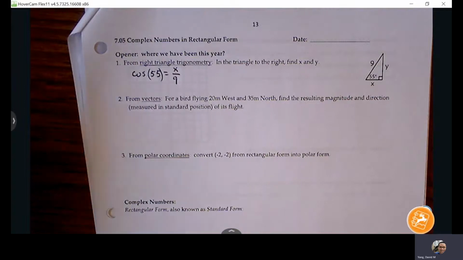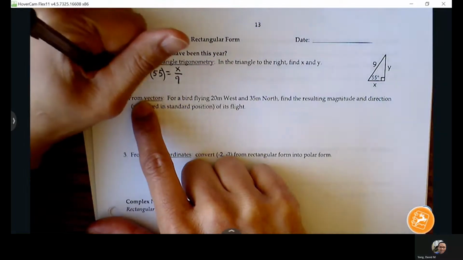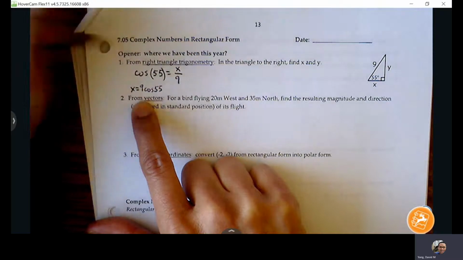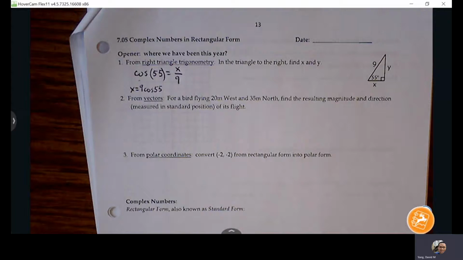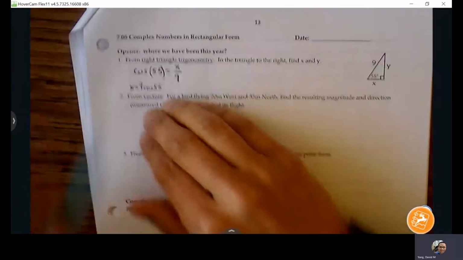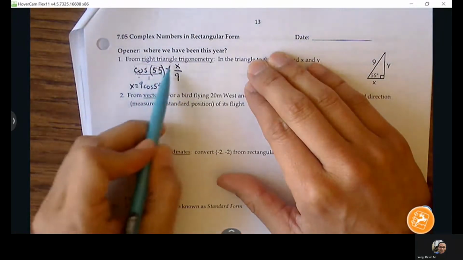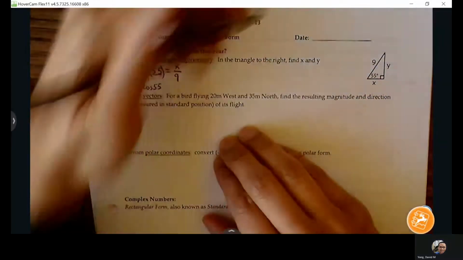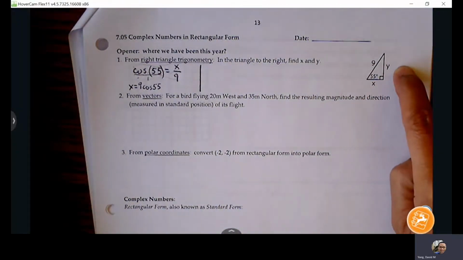If I want to solve for x, x is equal to 9 cosine 55, right? I can just cross multiply and think of this as cosine over 1. And the rest is just calculator, so we'll skip that part. Make sure we still remember this there. So if I want to figure out y, I can use sine, right?